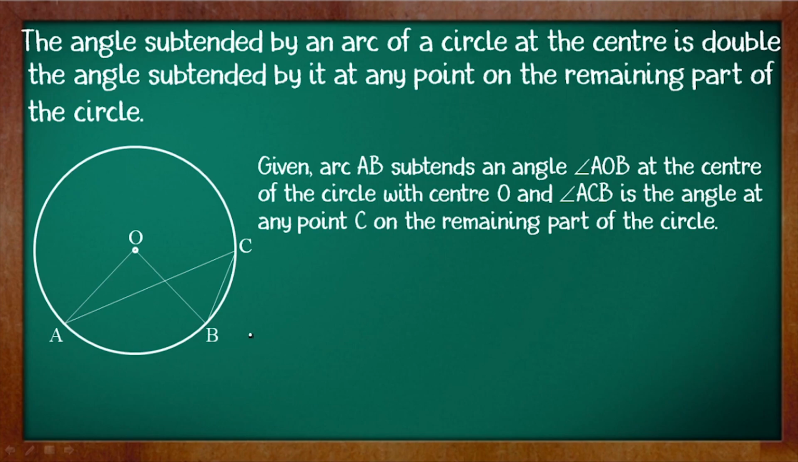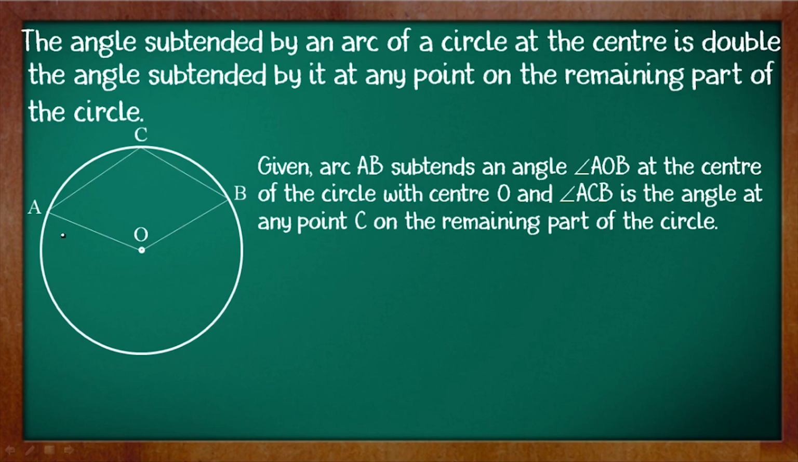Okay, that AB is the arc, and this arc subtends an angle AOB at the center, and C is any point on the remaining part of the circle, and this angle ACB is the angle at the circumference. And this is applicable to this third diagram also.